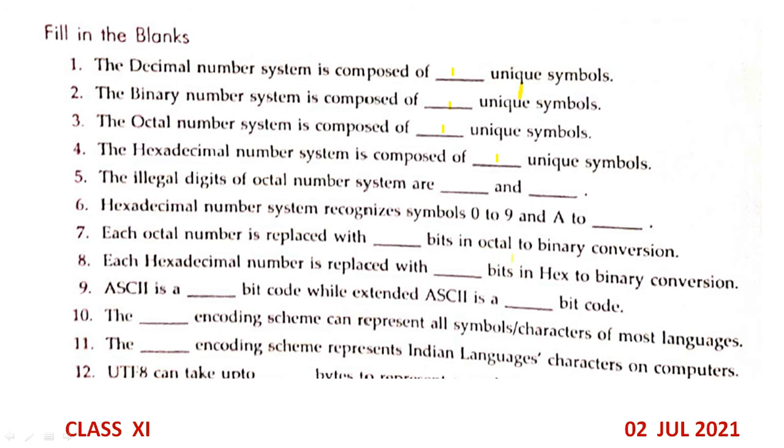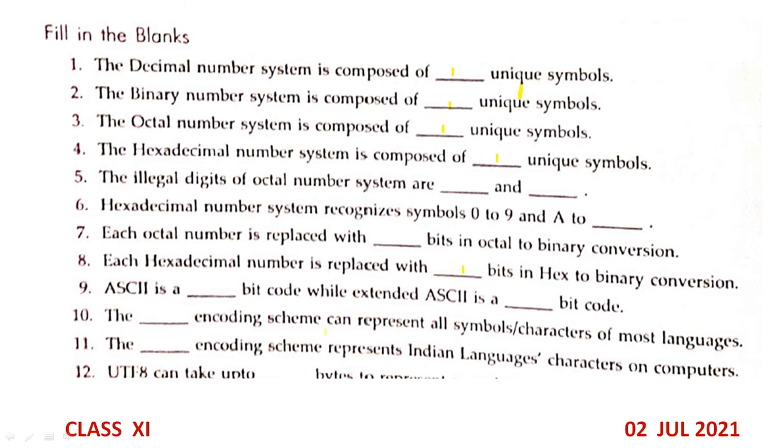Similarly, each hexadecimal digit is replaced with dash bits. How many now? It is 2 raised to 4. That is, 4 bits can represent a hexadecimal digit in binary. ASCII is a dash bit code, while extended ASCII is a dash bit code. ASCII is a 7-bit code, as we already know. What is the difference between ASCII and extended ASCII? ASCII will represent 2 raised to 7, which is 128. Up to 128 characters we can represent in ASCII 7, whereas in ASCII 8, 2 raised to 8, that is 256 characters can be represented. That is the difference: ASCII is a 7-bit code and extended ASCII is an 8-bit code.